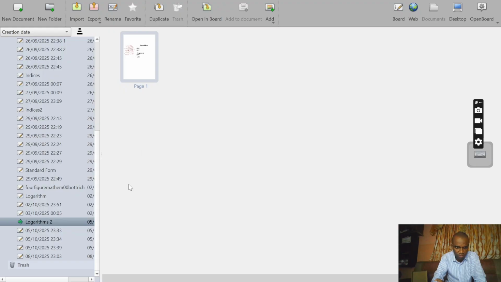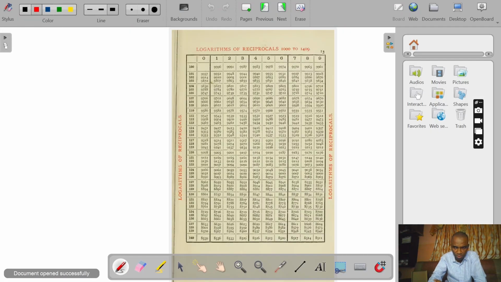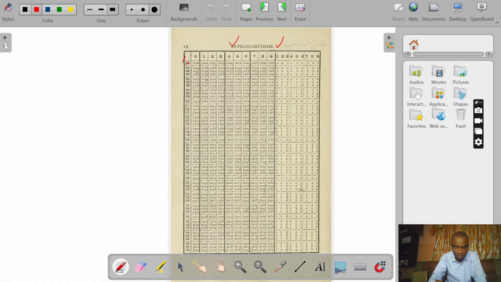0.31 under 6. I'll go to my 4-figure table. This is antilog here, up here. So I'll look for 0.31 under 6. 6 is 2070. Difference 2 is 1. 2070 plus 1, that was 2071.